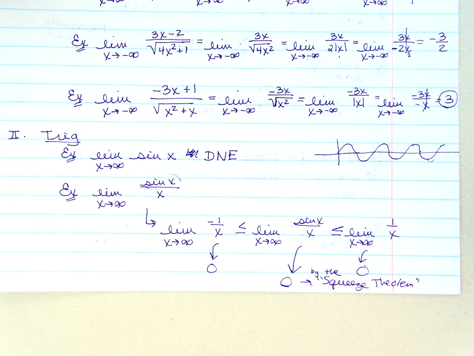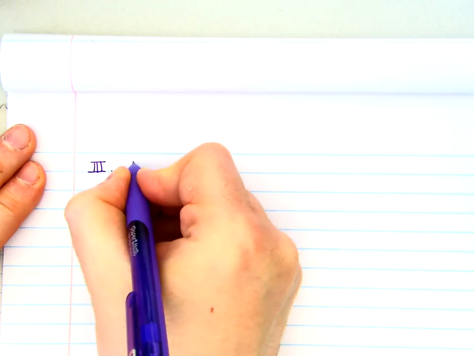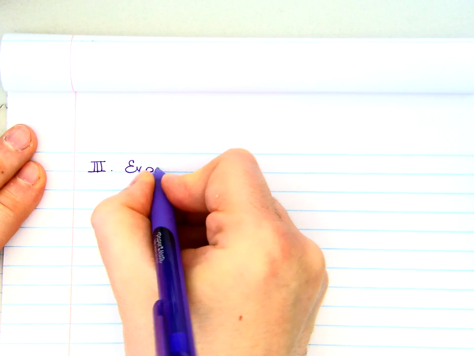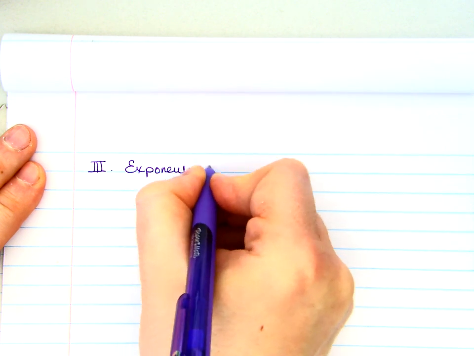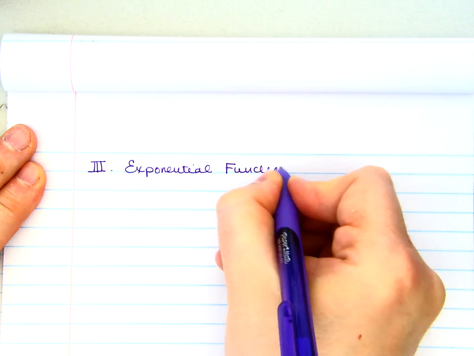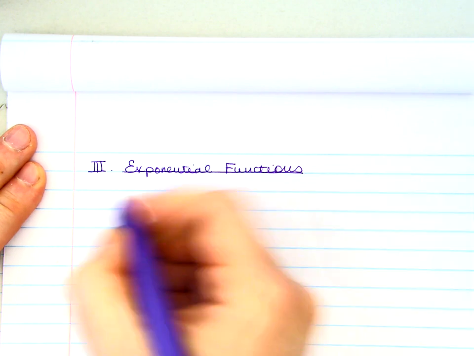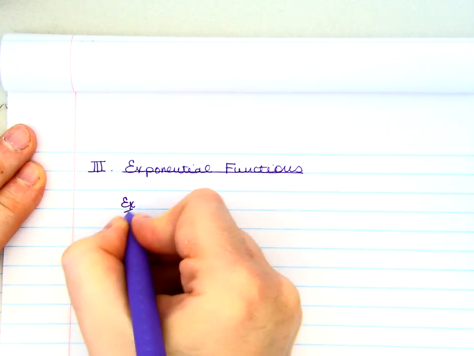Okay, we have one more variation to look at, and then we need to look at some stuff with horizontal asymptotes. Our third variation we have to be able to deal with are exponential functions. And I'm going to show you 4 of these.